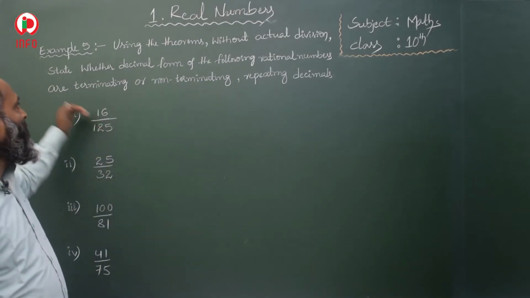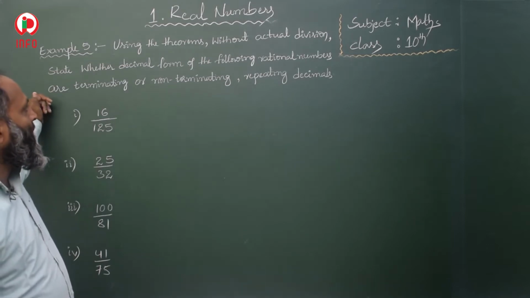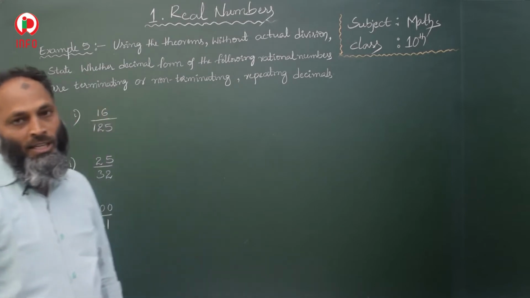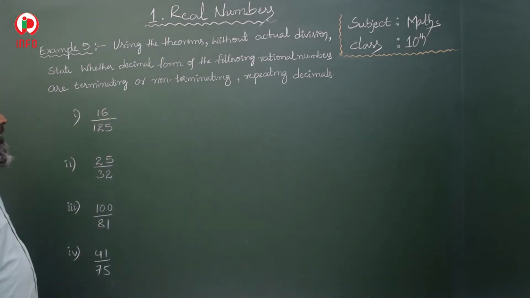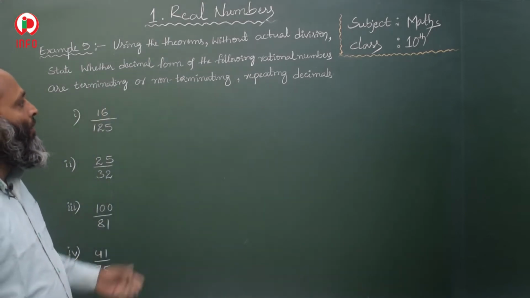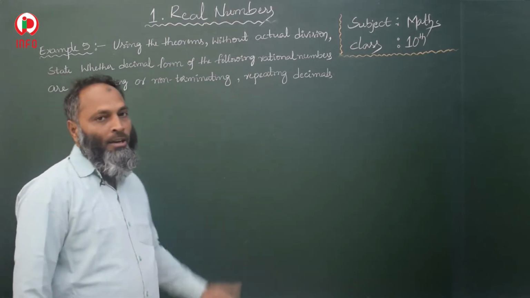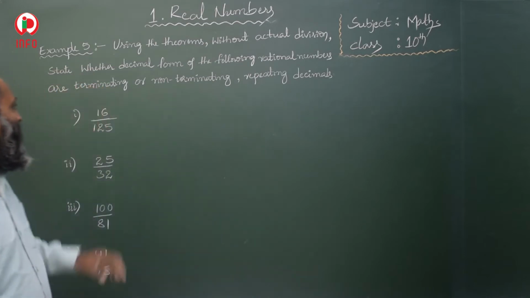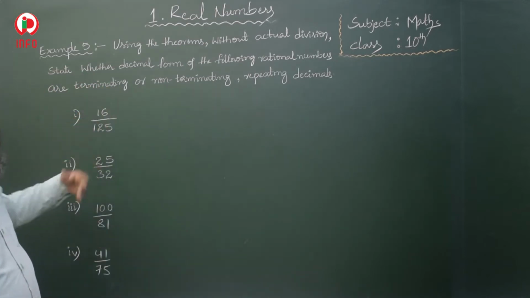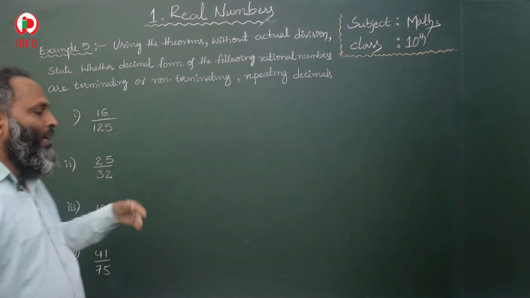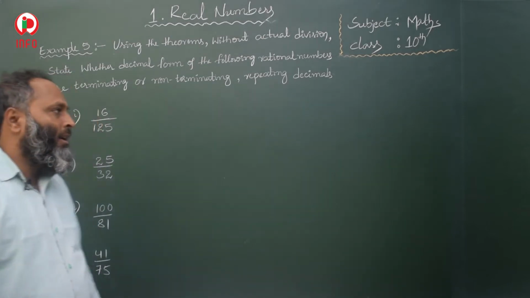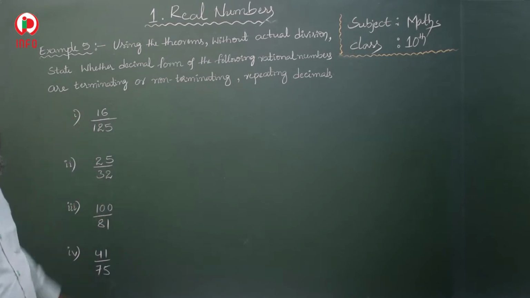Now students, in example 5, using the theorem, without actual division, state whether the decimal form of the following rational numbers is terminating or non terminating. Without actually dividing the rational numbers, we should say whether they are terminating decimals or non terminating decimals. The first question, 16/25.